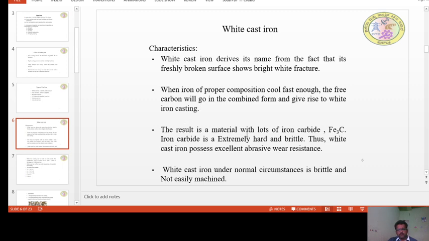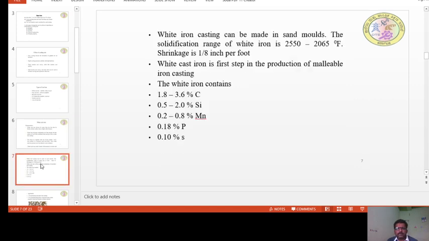The result is a material with a lot of iron carbide. Iron carbide is extremely hard and brittle. Thus, white cast iron possesses excellent abrasive wear resistance. White cast iron under normal circumstances is brittle and not easily machined. White cast iron can be made in sand molds.